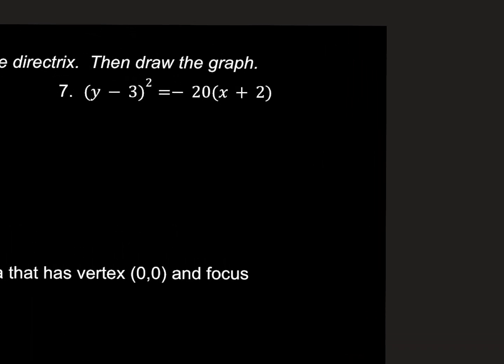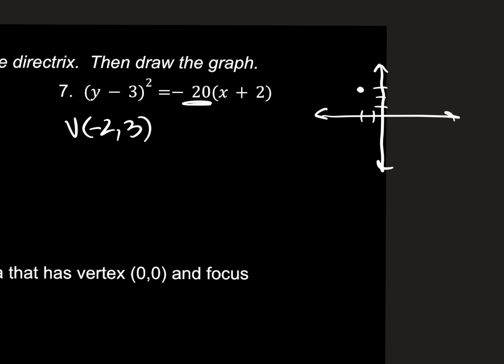All right, number 7. We'll do this one a tad bit different. I should have done the graph first last time, so this time I'm going to do the graph first. The vertex is -2, 3. I got that from the parentheses right there. Because the 4p is with the x, it's going to open like the x-axis does, left to right, and because it's negative, it's going to go left. So that's how the problem is going to look.